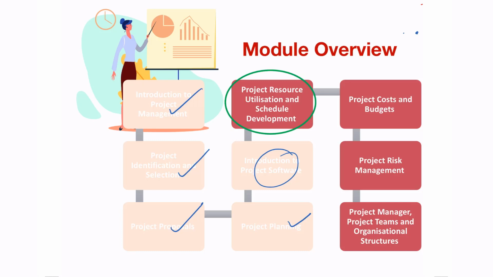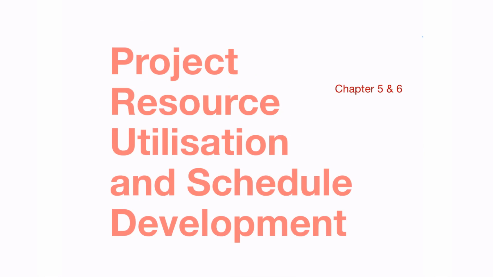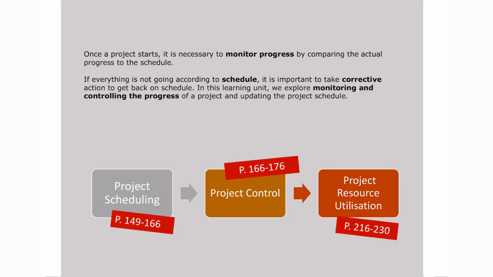Now we get to the more interesting part of scheduling the actual project, and then also understanding how you utilize your resources. So this learning unit covers 2 chapters, chapters 5 and 6. It starts off with chapter 5, pages 149 to 166, and then project control, which is theme 2, pages 166 to 176. If everything is not going according to schedule, it's important to take reactive action to get back onto schedule. In this learning unit, we explore the monitoring and controlling process of a project and updating the project schedule.